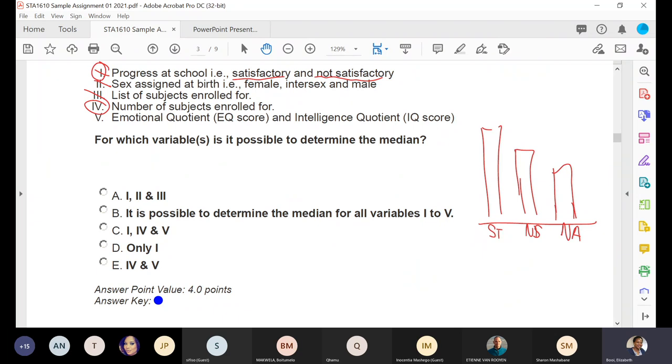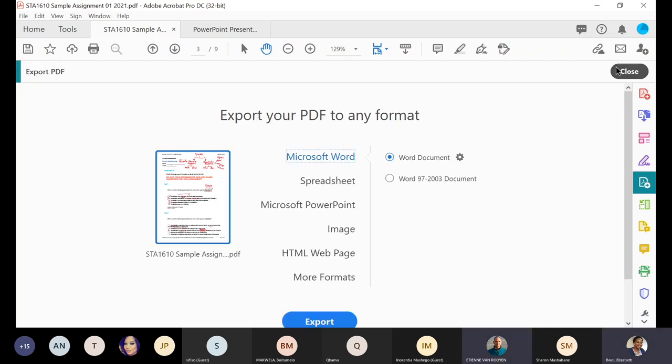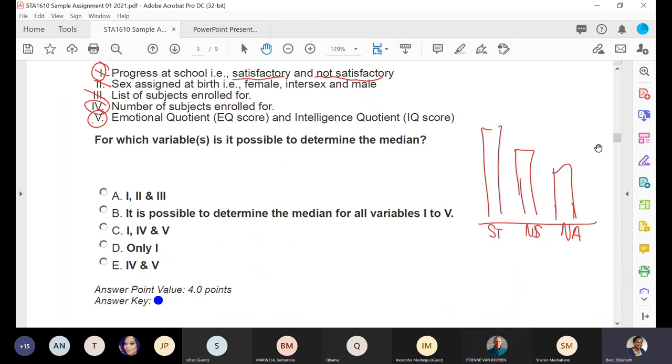We can calculate the median for all numerical values. The number of subjects is numerical. Emotional score is also numerical. So 4 and 5 should be the right answer for this question. Let's see if 4 and 5 is the right answer, because I think your lecturer had C as also a correct answer. Yeah, because satisfactory, not satisfactory can be either a 1 and a 0. Yeah, but 1 and a 0, they represent a categorical value. They don't represent a numerical value where you can calculate or measure or create a measure of central tendency.